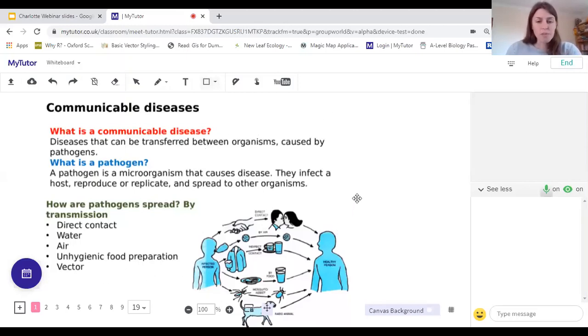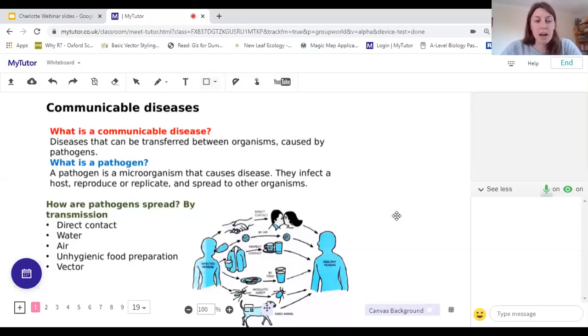Okay, so last time we talked about non-communicable diseases, which are diseases that aren't passed between people and organisms. And this session we're going to look at communicable diseases, so diseases that can be transferred between organisms and they're caused by pathogens.